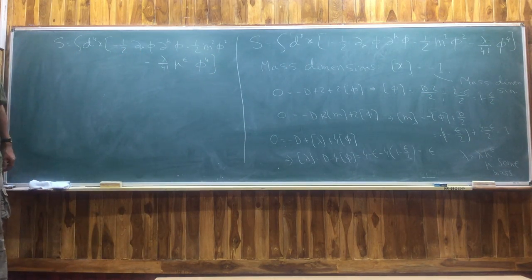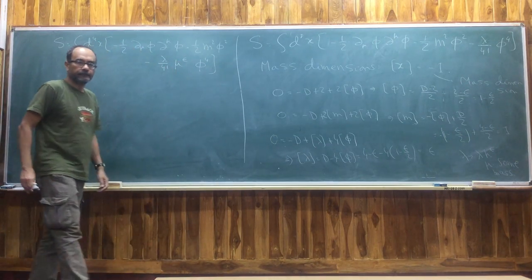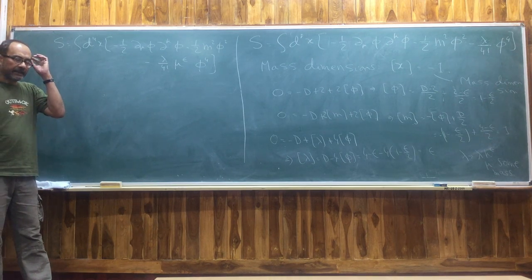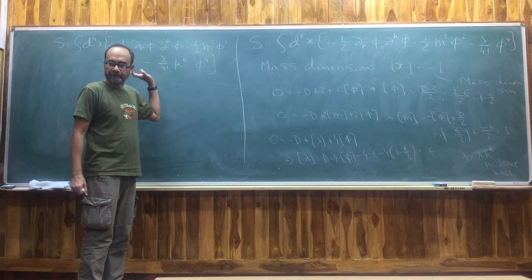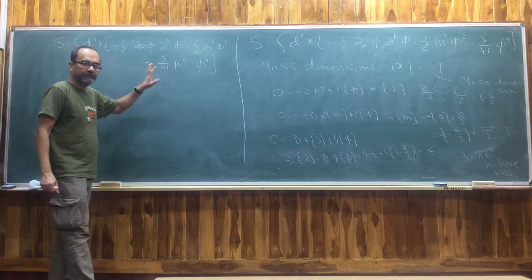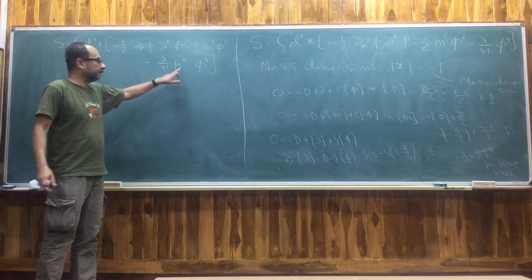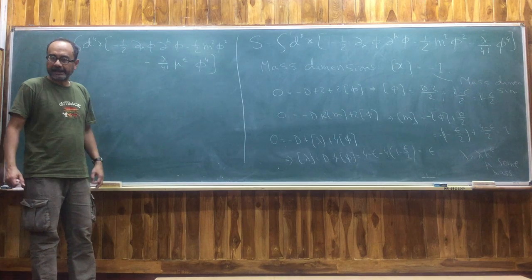Okay, the final result of course will be independent of mu once you take epsilon goes to 0. At one loop, this actually will make no difference, whether you put the mu to the epsilon or not. At higher loops, you will see that it's convenient to have this mu built in.